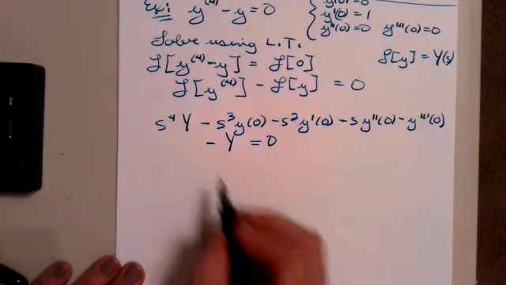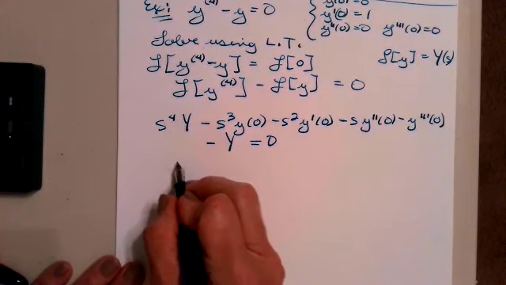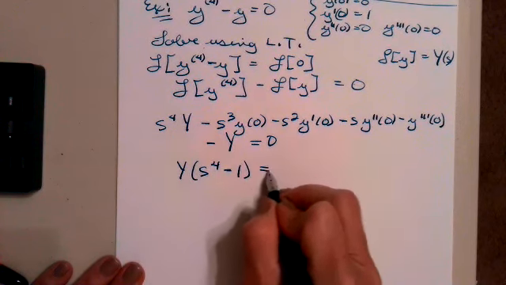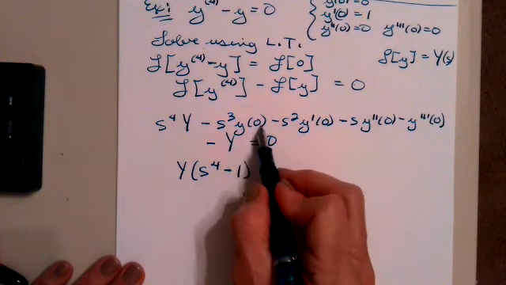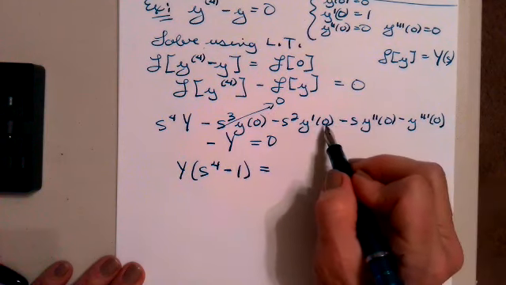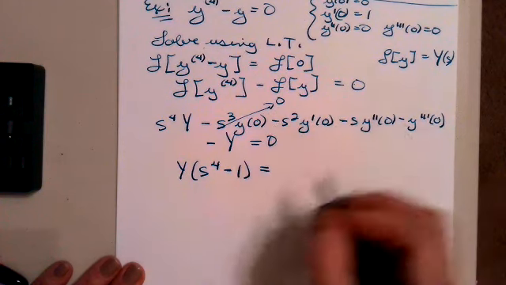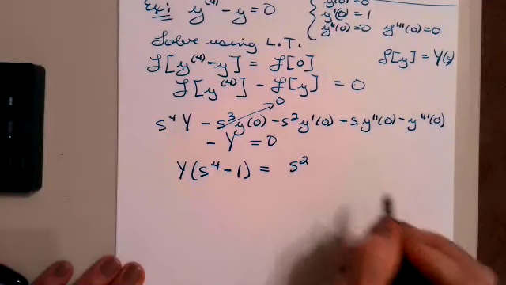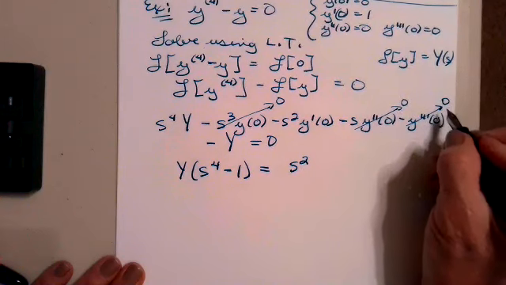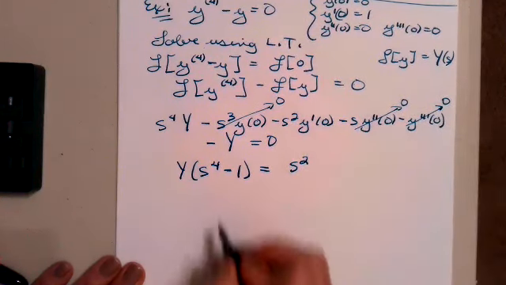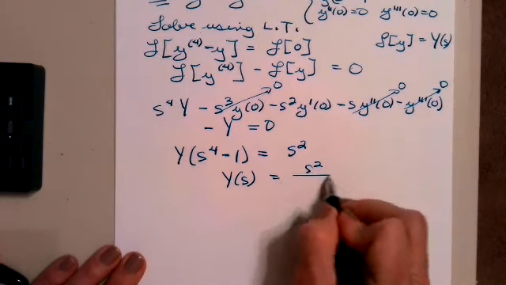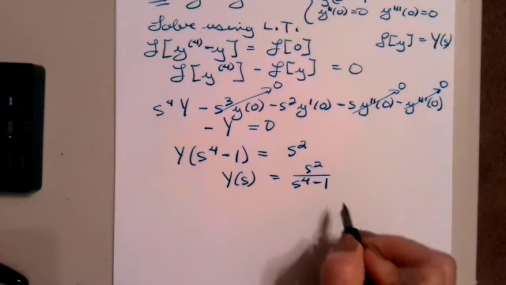So the only terms that involve capital Y are here. So let's keep all those on one side and bring everything else to the other side. Well, y of 0 is 0, so this goes away. Y prime of 0 is 1, so this is a minus s squared. When it goes to the other side, it'll be s squared. Y double prime of 0 is 0, and y triple prime of 0 is 0. So that's all we have. And so that tells me Y of s is s squared over s to the fourth minus 1.